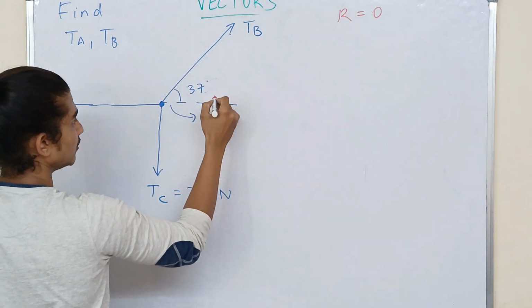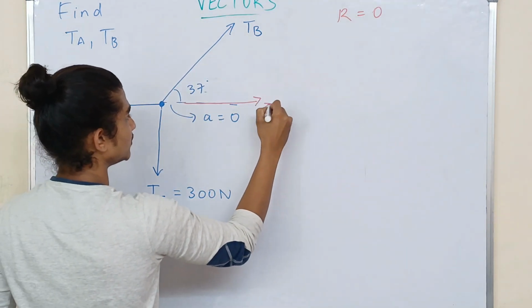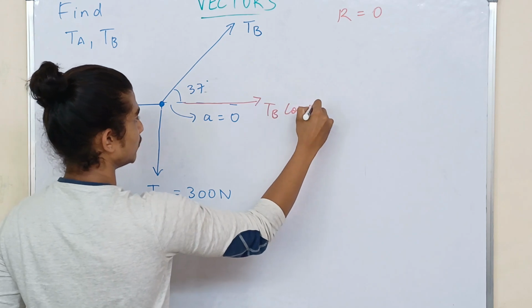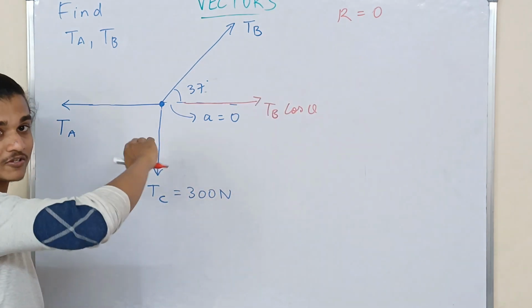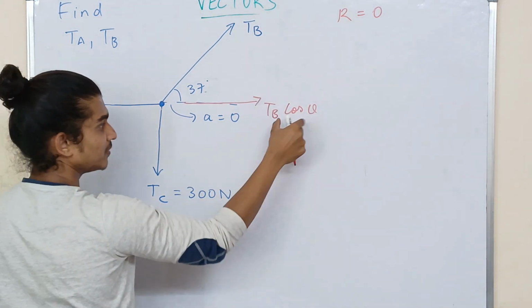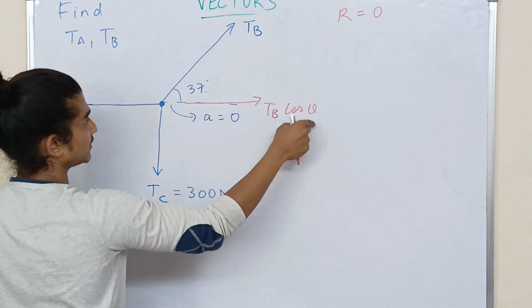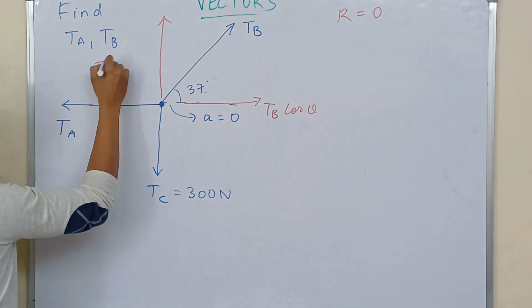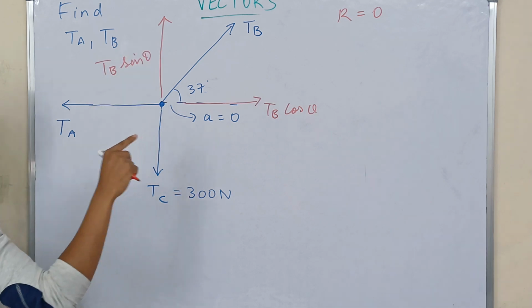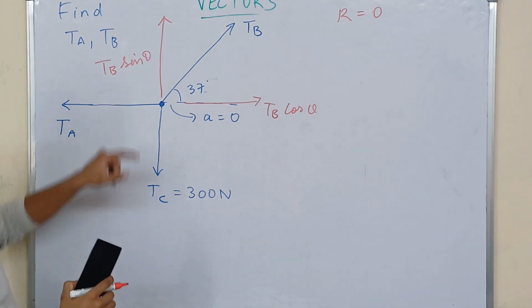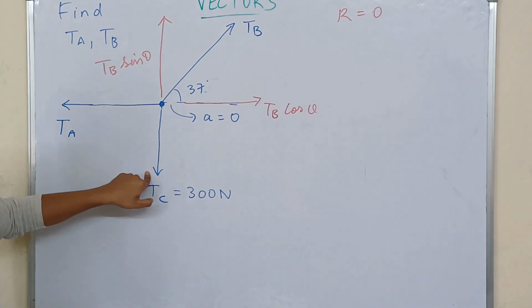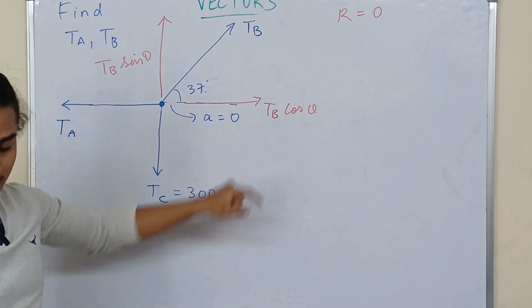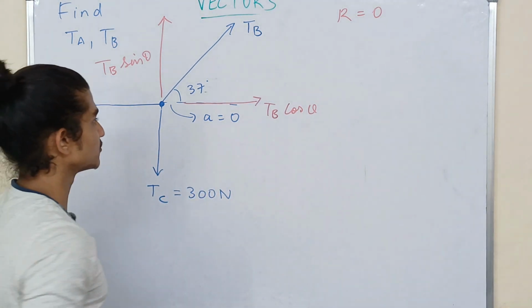So TB vector, if I resolve along the x-axis, TB cos theta. I told you, if you want to write the horizontal component, it is always going to be this vector into cos theta, whereas along vertical it is going to be TB into sin theta. Since it is in equilibrium, this vector is equal to this vector, and this vector will be equal to this vector. So let us come to a conclusion.